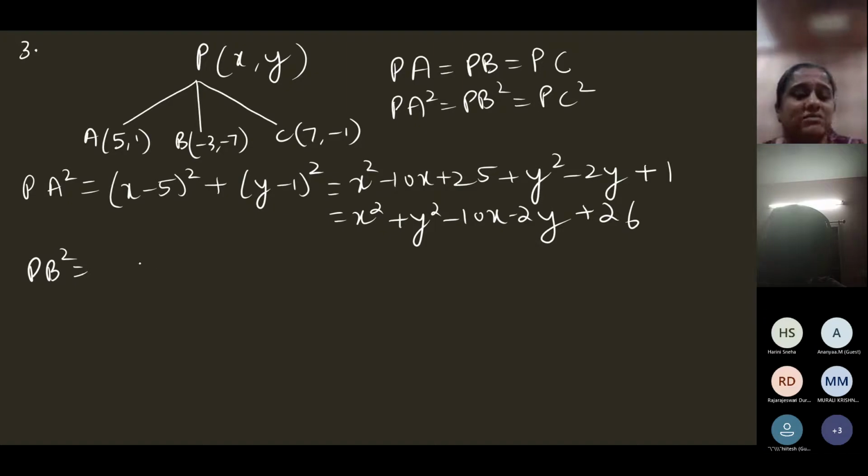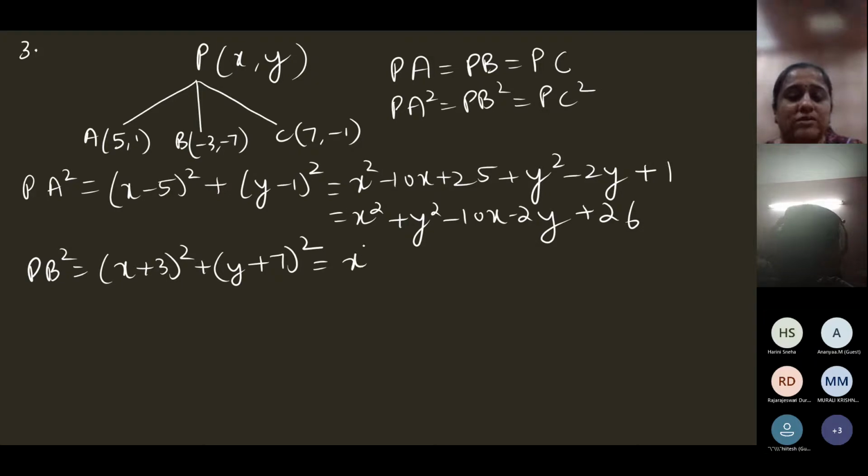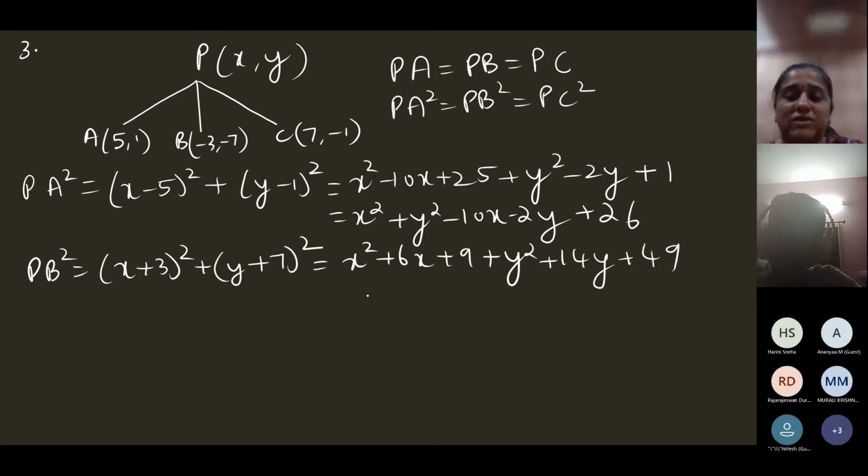Next, PB squared. P and B: subtract the x coordinates, so x plus 3 the whole square, plus subtract the y coordinates, y plus 7 the whole square. So we have to expand this: a squared plus 2ab plus b squared, plus a squared plus 2ab plus b squared. Now let's simplify the numbers: x squared plus y squared plus 6x plus 14y plus 58.